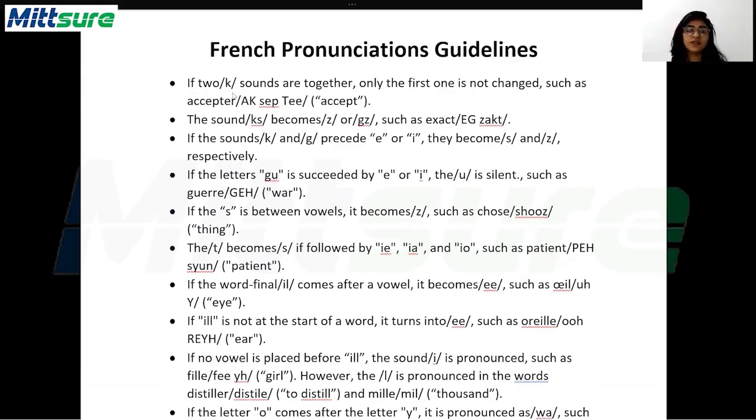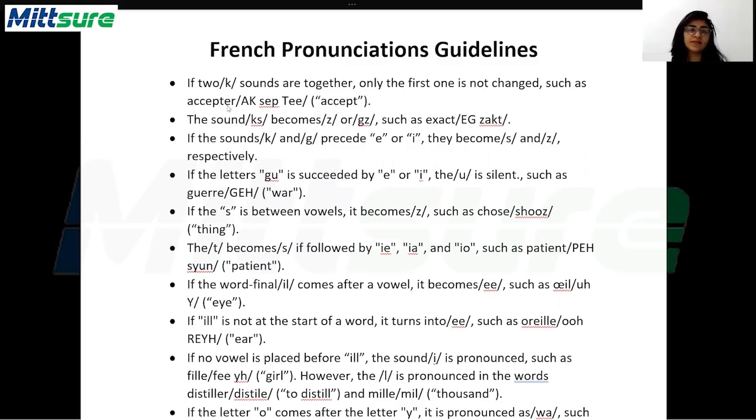The first is the sound of double C. Whenever we have the sound of double C, the first C will be pronounced as K. It will not change, but the second C will change to S. That's what we do in English also, but we never noticed. For example, in the English word accept, the first C has the sound of K. The second C has the sound of S. That's what happens with the French.